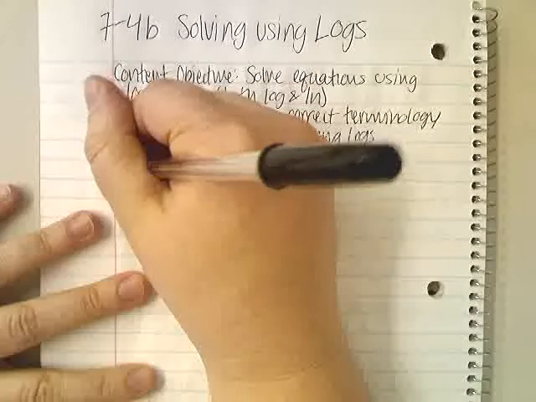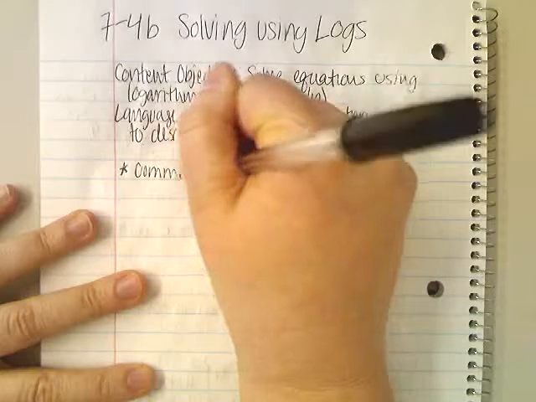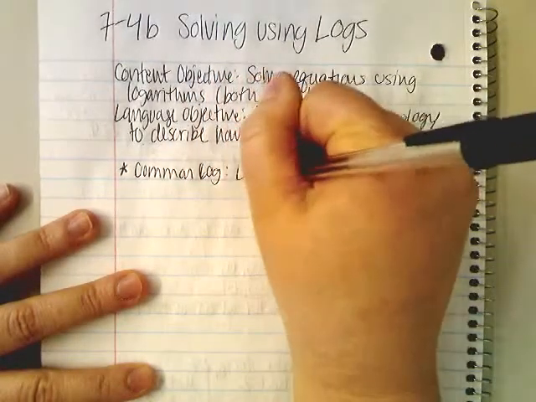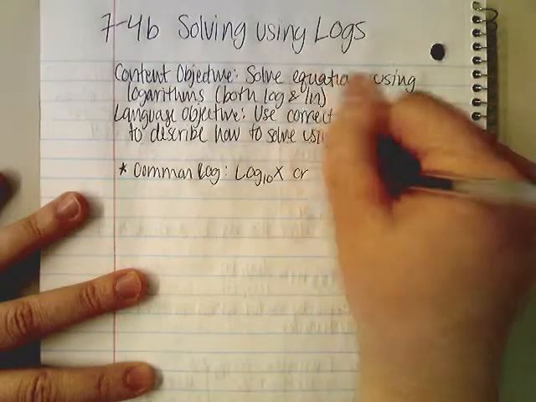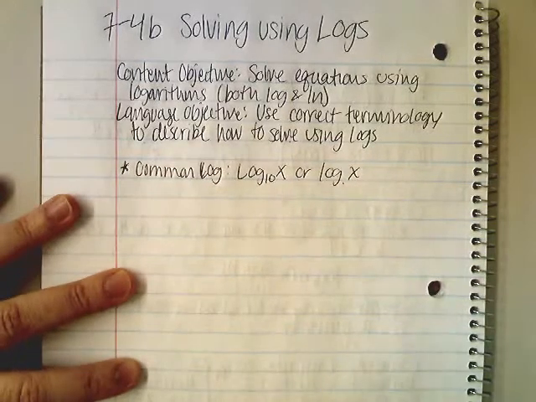So quick refresher, common log is our log base 10. So log base 10 of something would be a common log, which we just write as log of x. So you don't actually write the 10, you just write log of x.